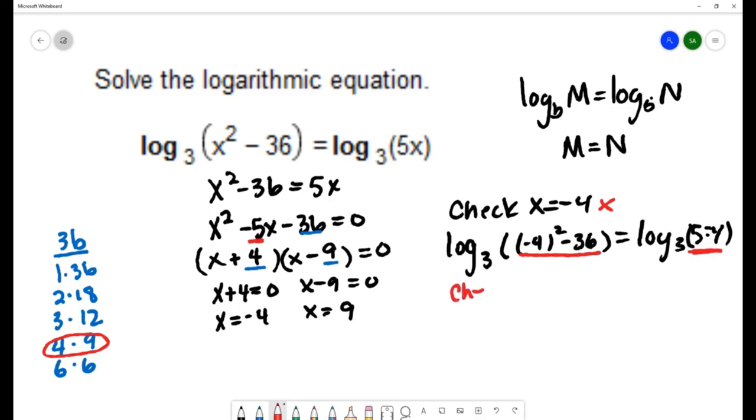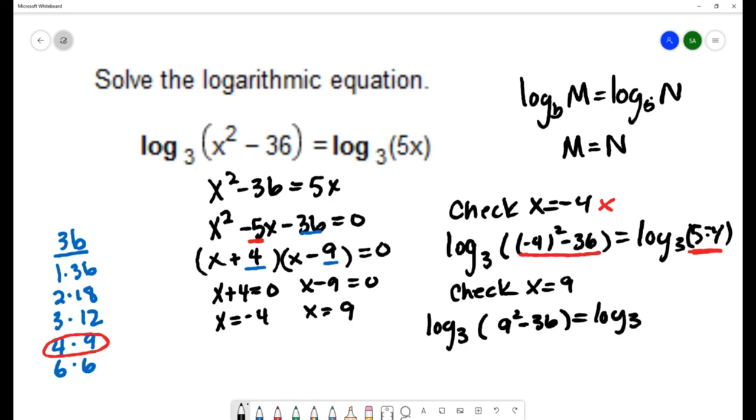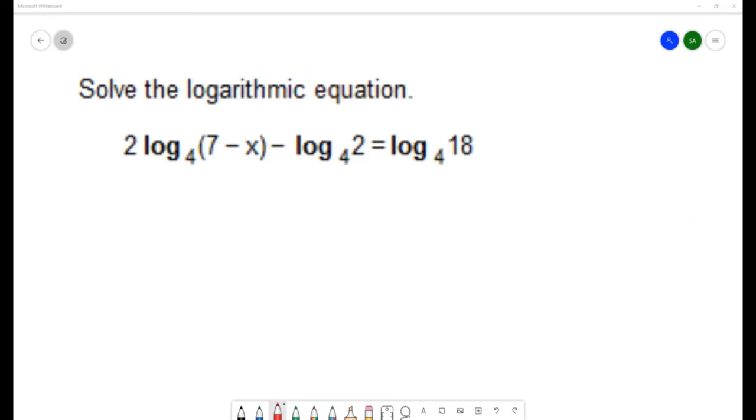So let's check the other one. We're going to check x equals 9. That gives log base 3 of 9 squared minus 36 equals log base 3 of 5 times 9. 5 times 9 is positive. 9 squared is 81. 81 minus 36 will also be a positive, so I'll be able to keep that 9, and 9 is the only solution to this logarithmic equation.